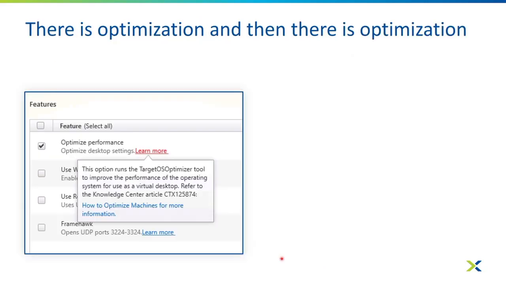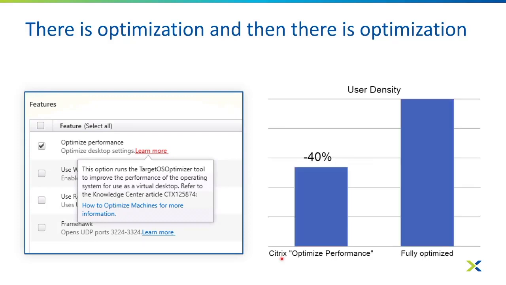So there is standard optimization, and then there is real optimization. So not being negative towards VMware or Citrix with their optimization tools. They do a decent job, but it's basic optimization. It's the first step in that process. So again, a comparison between a fully optimized desktop and, not being negative, a Citrix optimized desktop. We're seeing a reduction in user density.